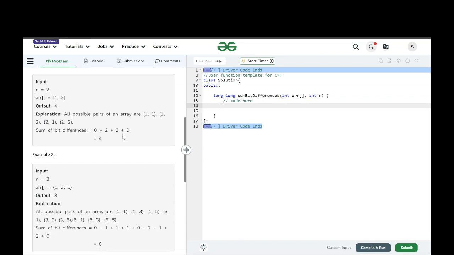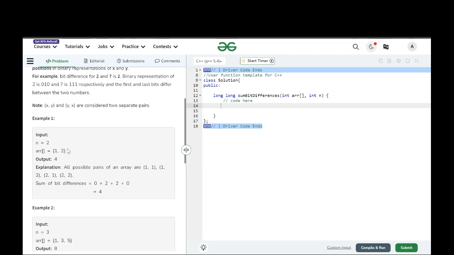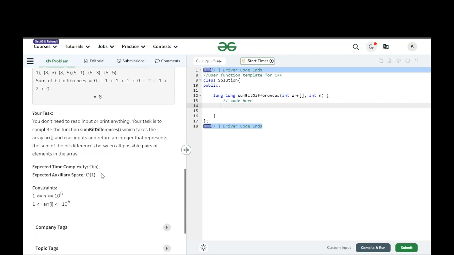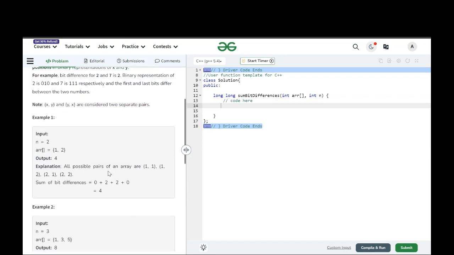All right. So one of the simplest approaches that comes to mind is that we can just generate all the possible pairs of this particular array and then find the bit difference, but that would for sure result in a greater time complexity than O of n. So we need to think of something more efficient than that.